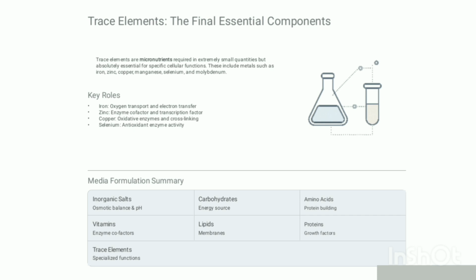antioxidant enzyme activity. Media formulation summary. This table summarizes the primary categories of components needed for cell culture media and their respective functions. Component, primary function: inorganic salts, osmotic balance and pH. Vitamins, enzyme cofactors. Trace elements, specialized functions. Carbohydrates, energy source. Amino acids, protein building. Lipids, membranes. Proteins, growth factors.